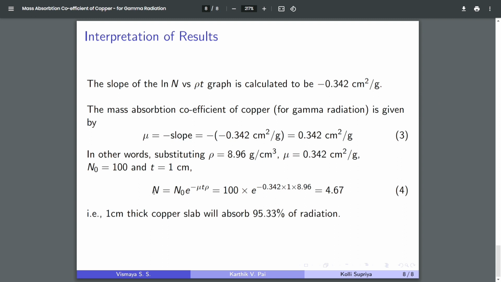equal to 1 in the equation N equal to N naught e raised to minus mu t rho yields 100 times e to the power minus 0.342 times 1 times 8.96, N equal to 4.67. This means that out of 100 radiation emitted by the source, only 4.67 reaches the counter, i.e., a 1 centimeter thick copper slab will absorb 95.33% of the radiation. This is the interpretation of the results obtained for the experiment that we performed. Thank you.